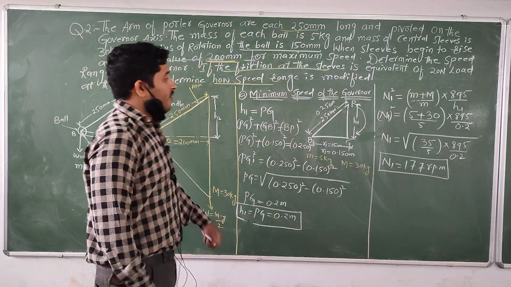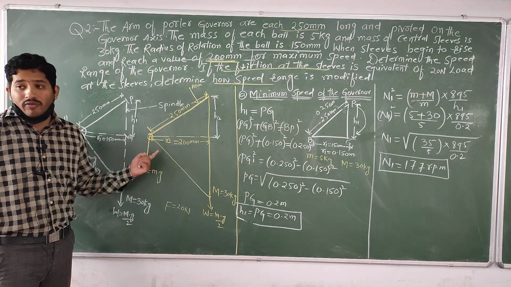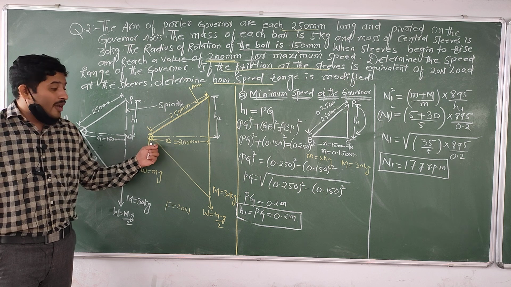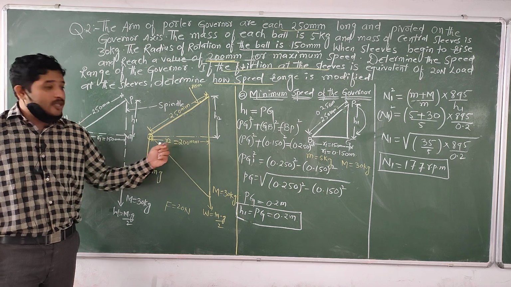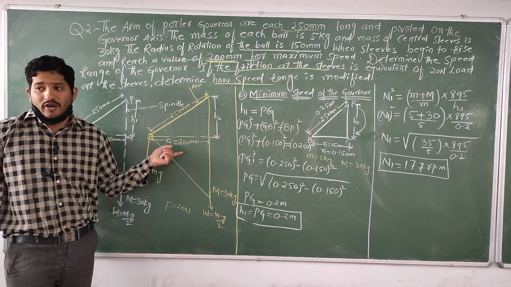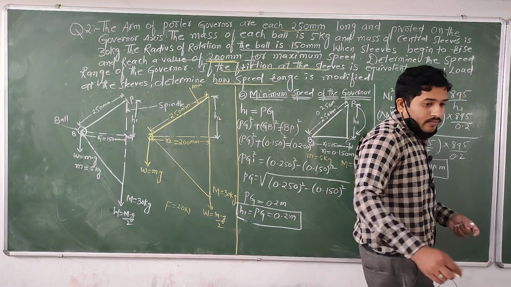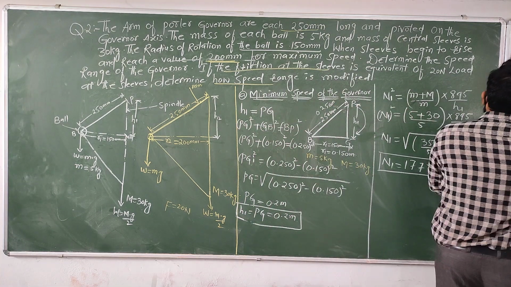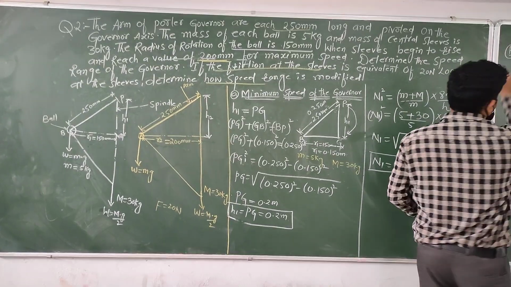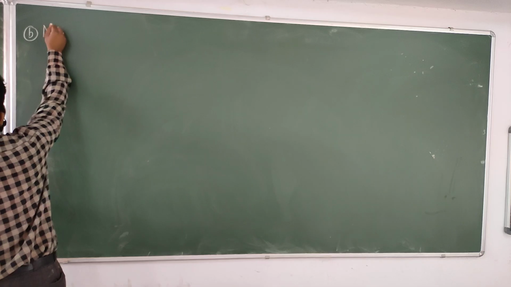Okay. Again, what we need to find out? We need to find out the maximum speed of the governor. On the basis of the radius of rotation given, it should be greater than this one. So this means that this is the maximum speed we can find out with the help of the radius of rotation. Second, part B. And the second thing is we need to find out the maximum speed of the governor.